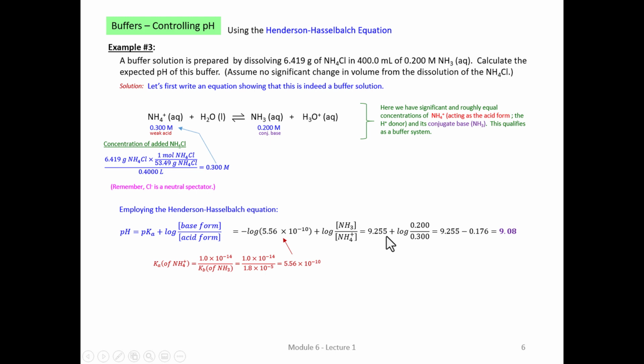Now we simply slip the base form concentration in this log term divided by the acid form concentration. We get the log of 0.2 divided by 0.3. Again, remember, I was sloppy and didn't put brackets around that. In any event, we have 9.255 minus 0.176 from this log term, because it's the log of a number that's less than 1. And we get a pH of 9.08 for this buffer.